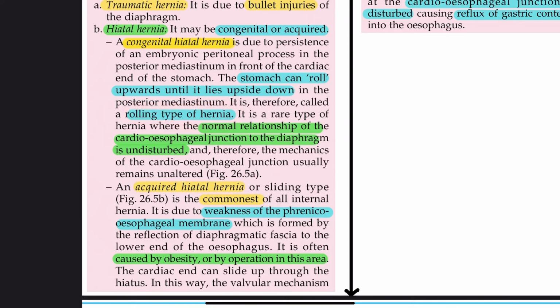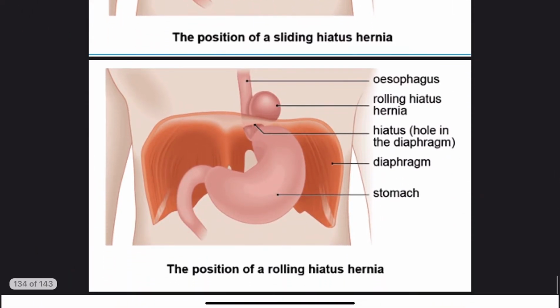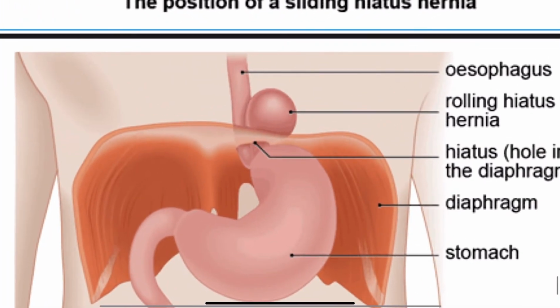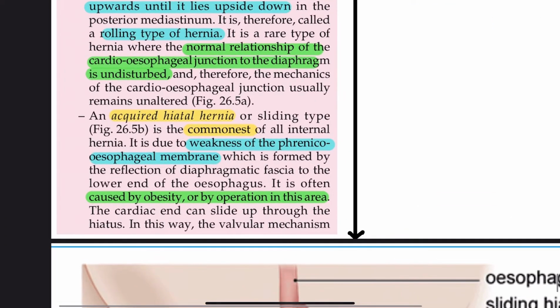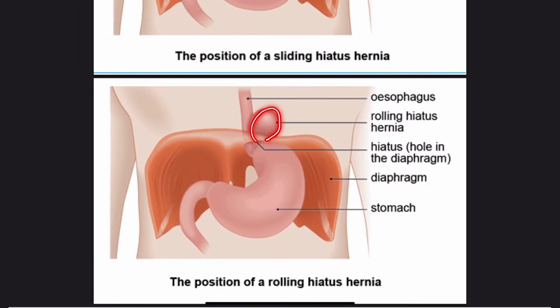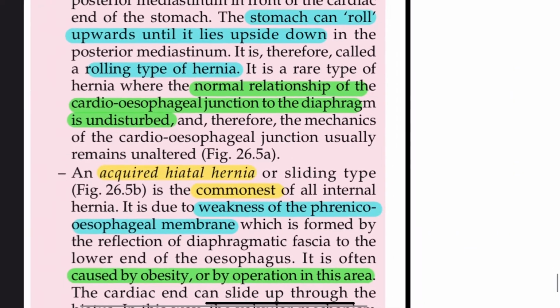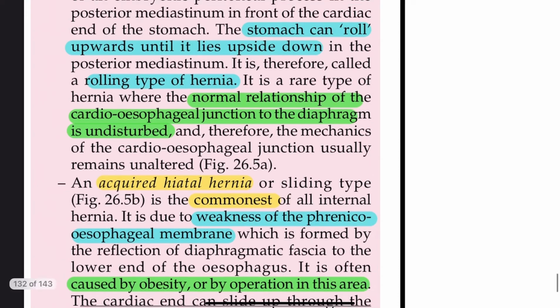In this type, the normal relationship of the cardioesophageal junction remains undisturbed. If you see this diagram, the rolling hiatus hernia, a part of the stomach has rolled up, but where is the cardioesophageal junction? It's at this level and it's undisturbed. Just a part has rolled up, but the cardioesophageal junction between the esophagus and the cardiac part of the stomach remains undisturbed in the rolling type.